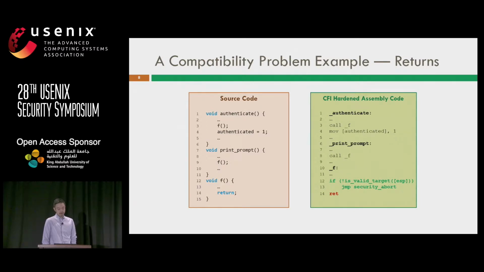But we need to be careful before saying whether a return target is valid or not. First of all, we need to make sure that it returns to call sites. But we also need to remember which call site it was. Because obviously, if you don't restrict it to call sites, then it returns to an arbitrary address and got authenticated. But if we just restrict it to call sites, but not the precise one, we still have the same problem. It got authenticated by just calling print prompt.